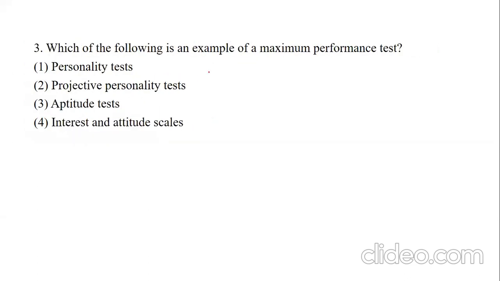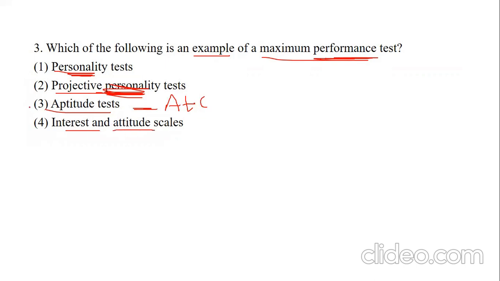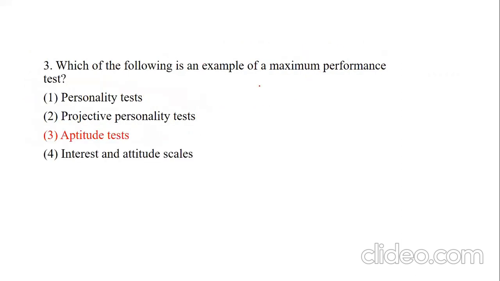The next one is, which of the following is an example of maximum performance test? Maximum, where you get a maximum amount of performance. If you see personality, it will focus only on that. Projective for personality will also focus only on that particular part. Aptitude test, you have an option where you can go with aptitude as well as the capability also. Interest and attitude will focus only on that. So option 3, that is aptitude test, will give you the maximum performance test. That is your option number 3, the right answer for this question.